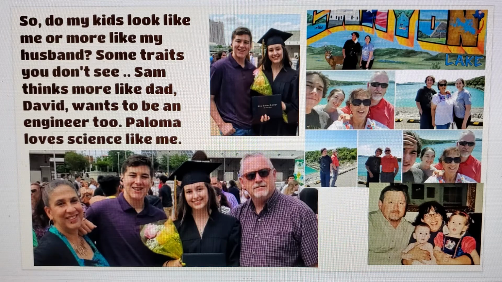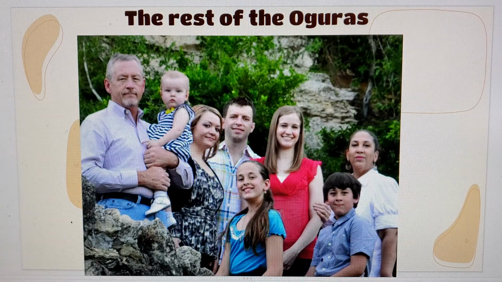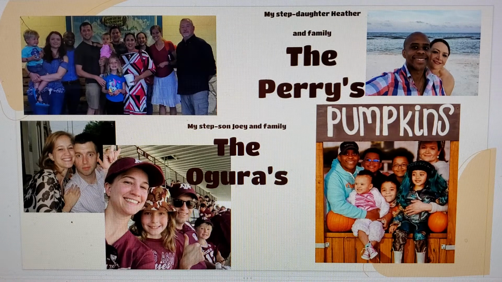And then I thought I'd just go ahead and show you the rest of the pictures of my family. This is, of course, an older picture. You can see my kids were probably from 10 years ago. And this is the rest of my family. This is my stepdaughter, Heather, and her husband, Jason. And actually, the two little girls are my stepdaughter's kids. And then these are her stepkids. And this is my stepson, Joey, and his children.